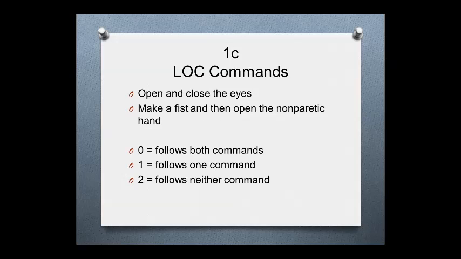The third part of level of consciousness is, can they follow commands? The two commands that you should ask them to do are to open and close their eyes and to make a fist and then open their fist. You want to obviously choose the side that's not paralyzed if they do have a paralyzed side. If they are able to follow both commands, they score a 0, but depending on how many commands they're able to follow, you score them.